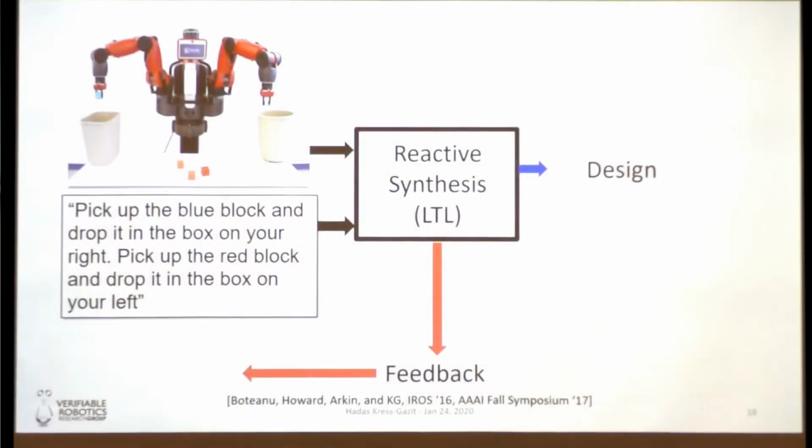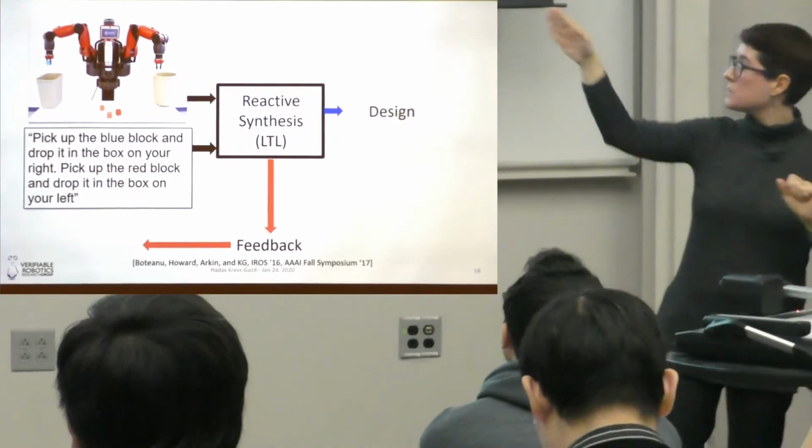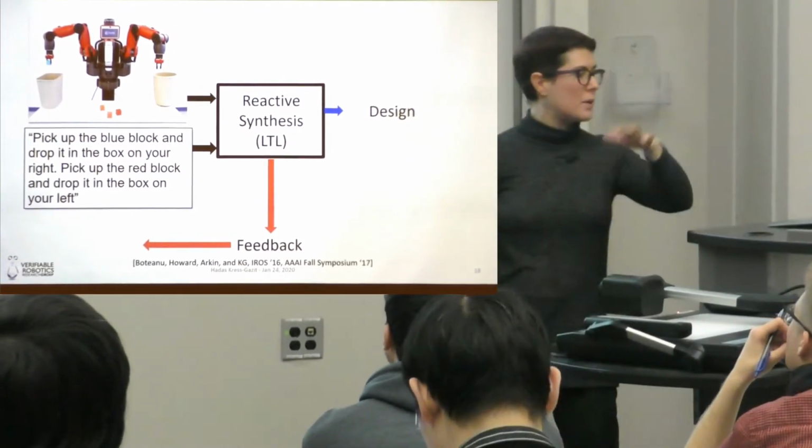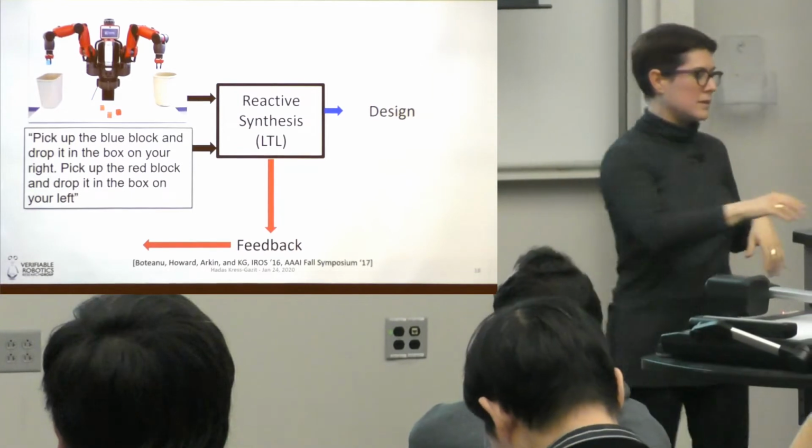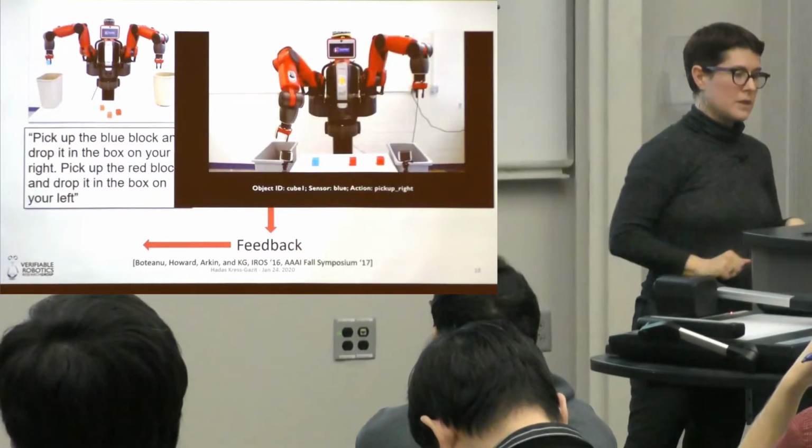Okay, and in this case, my robot is a Baxter that has different skills. My specification is in natural language, so this is together with Tom Howard, who's at Rochester. And now we mapped the natural language to LTL. The grounding is also done through learning. And then what we can do is compose different Baxter actions to be able to create the specification. So pick up the blue blocks, drop it on your right, pick up the red blocks, and drop it on your left. So this is the example.